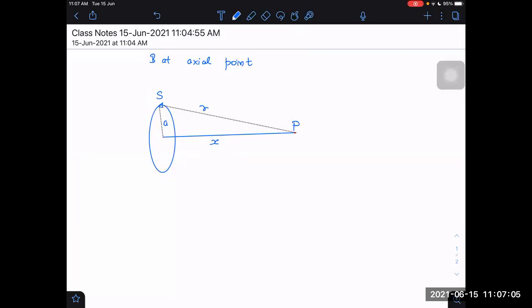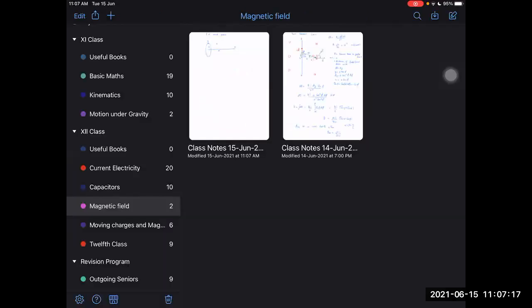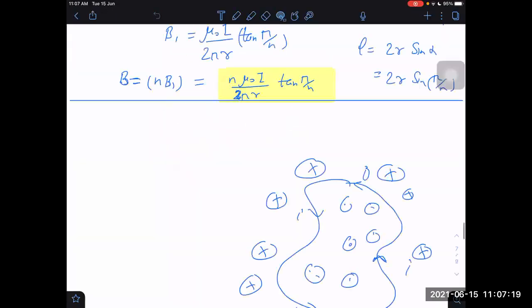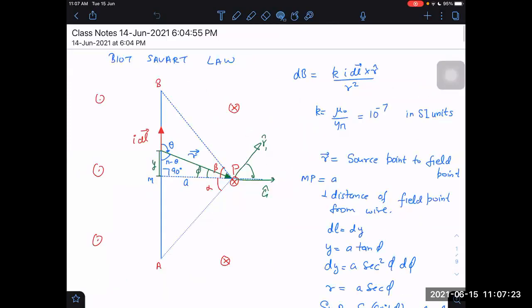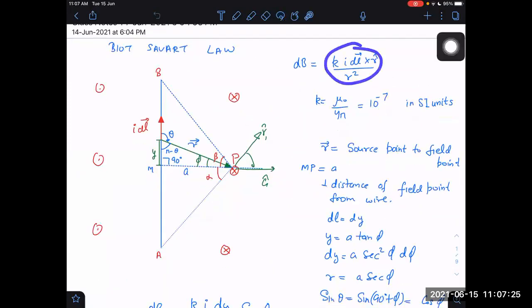So source point and field point will be at constant distance away from each other. If that is true, then we can, just hold on a second. Let me take something else first. Yesterday, after ending the class, I was thinking about this derivation and I thought I could derive it in another way also.